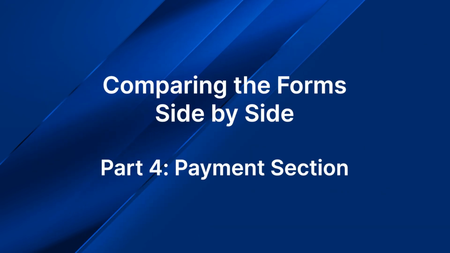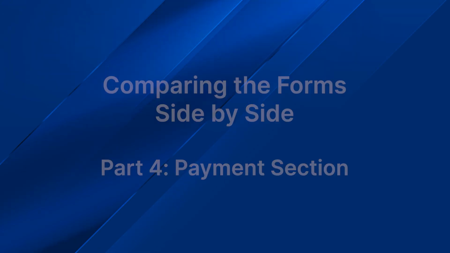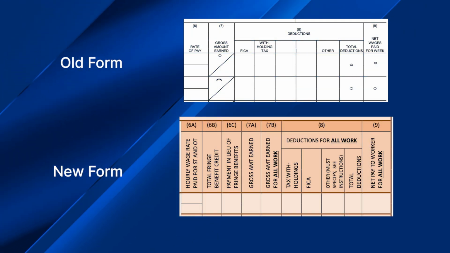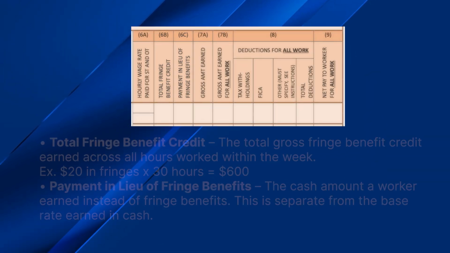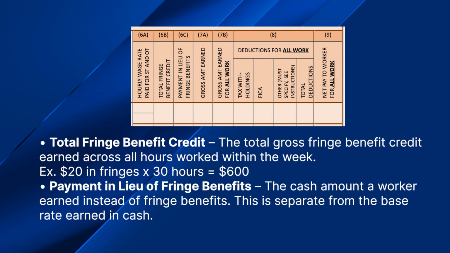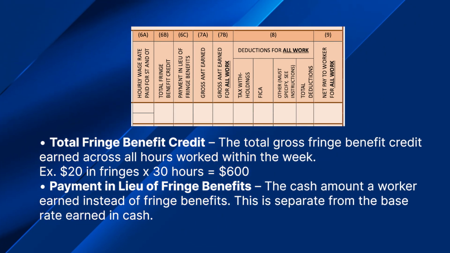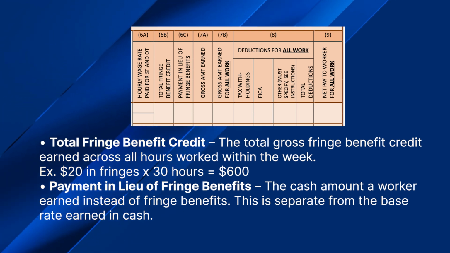Our next section is the payment section. All areas from the old form were maintained with the addition of two new columns, the total fringe benefit credit column and the payment in lieu of fringe benefits column. Under the total fringe benefit credit column, you'd include the total gross fringe benefit credit earned across all hours worked within the week. For example, if an employee is earning $20 in fringes and they work 30 hours in the week, then this number would be $600.